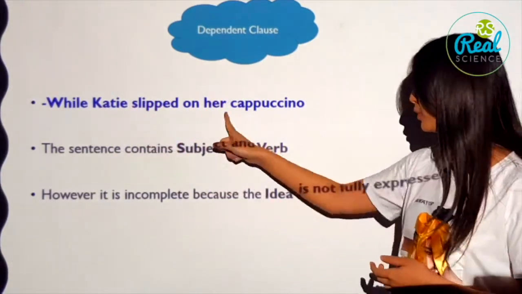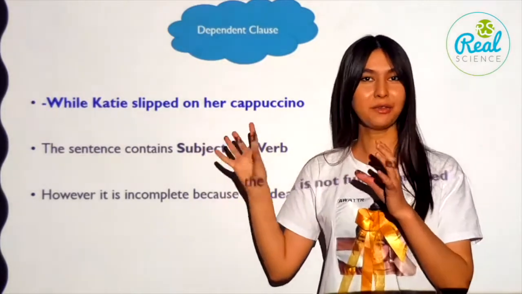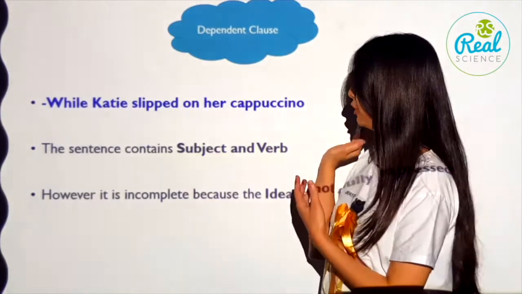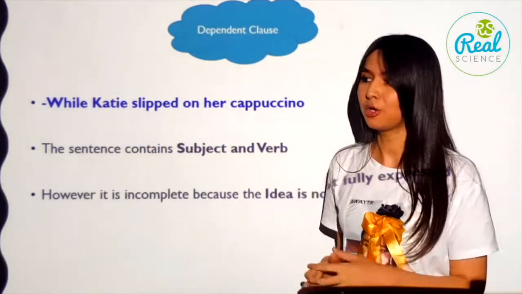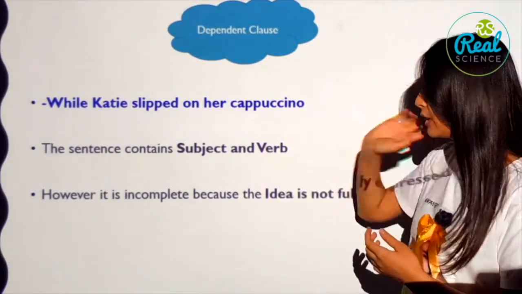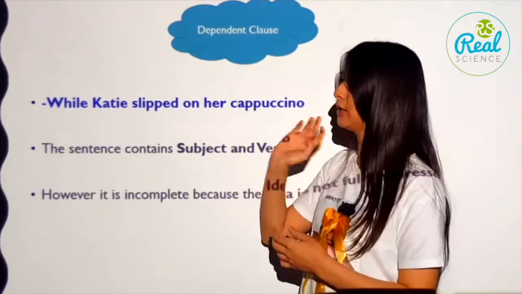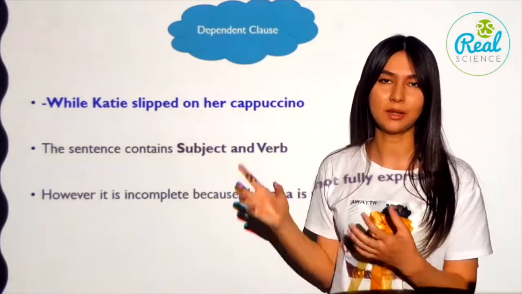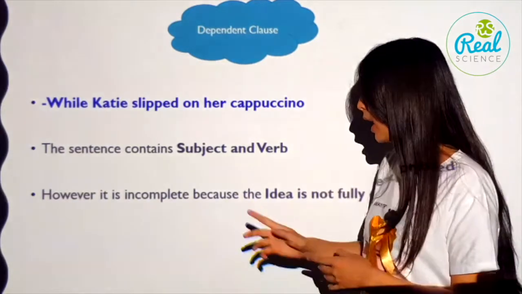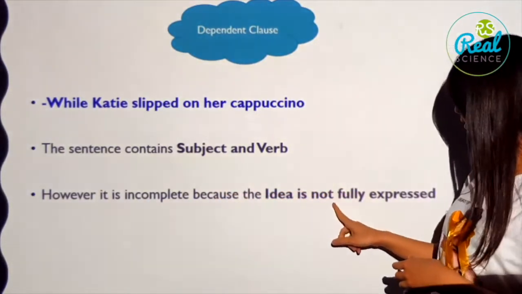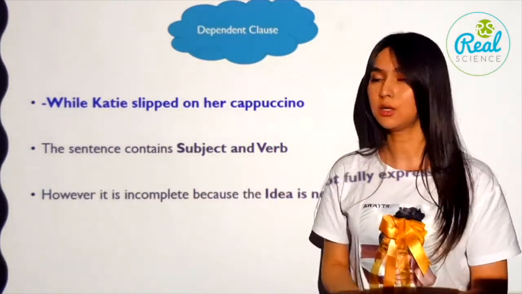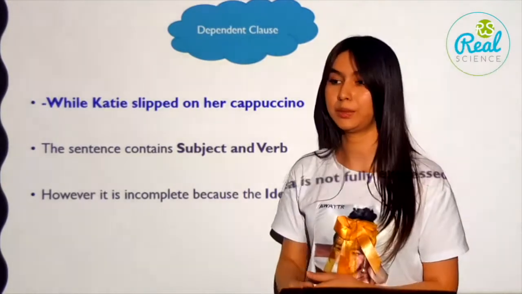So "while Katie sipped on her cappuccino", the idea itself here is not finished. You cannot understand the teller who is actually saying this sentence, yes? You cannot understand his idea, his actual mind. So the sentence contains a subject and a verb. Look, as Camila said, there is a subject and a verb, but anyway, the actual idea is not finished itself. So however, guys, it is incomplete because the idea is not fully expressed. As I told, even though there are subjects and verbs, the idea itself is not completed.